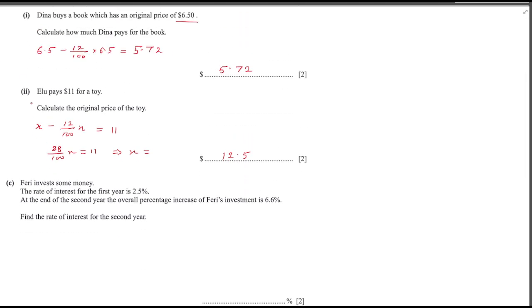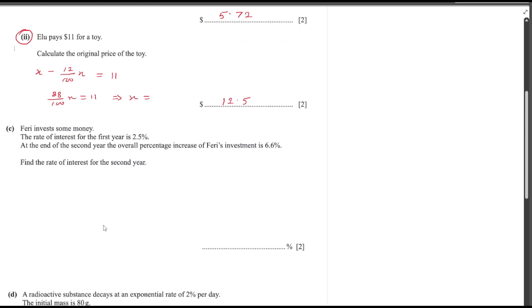Okay, so here I will consider this as a very important problem. Here I find many of you are making mistakes. Now, Ferry invests some money. The rate of interest for the first year is 2.5%. At the end of the second year, the overall percentage increase of Ferry's investment is 6.6%. Find the rate of interest for the second year. Okay, I have to read this question once again. Ferry invests some money. Fine. The rate of interest for the first year is 2.5.